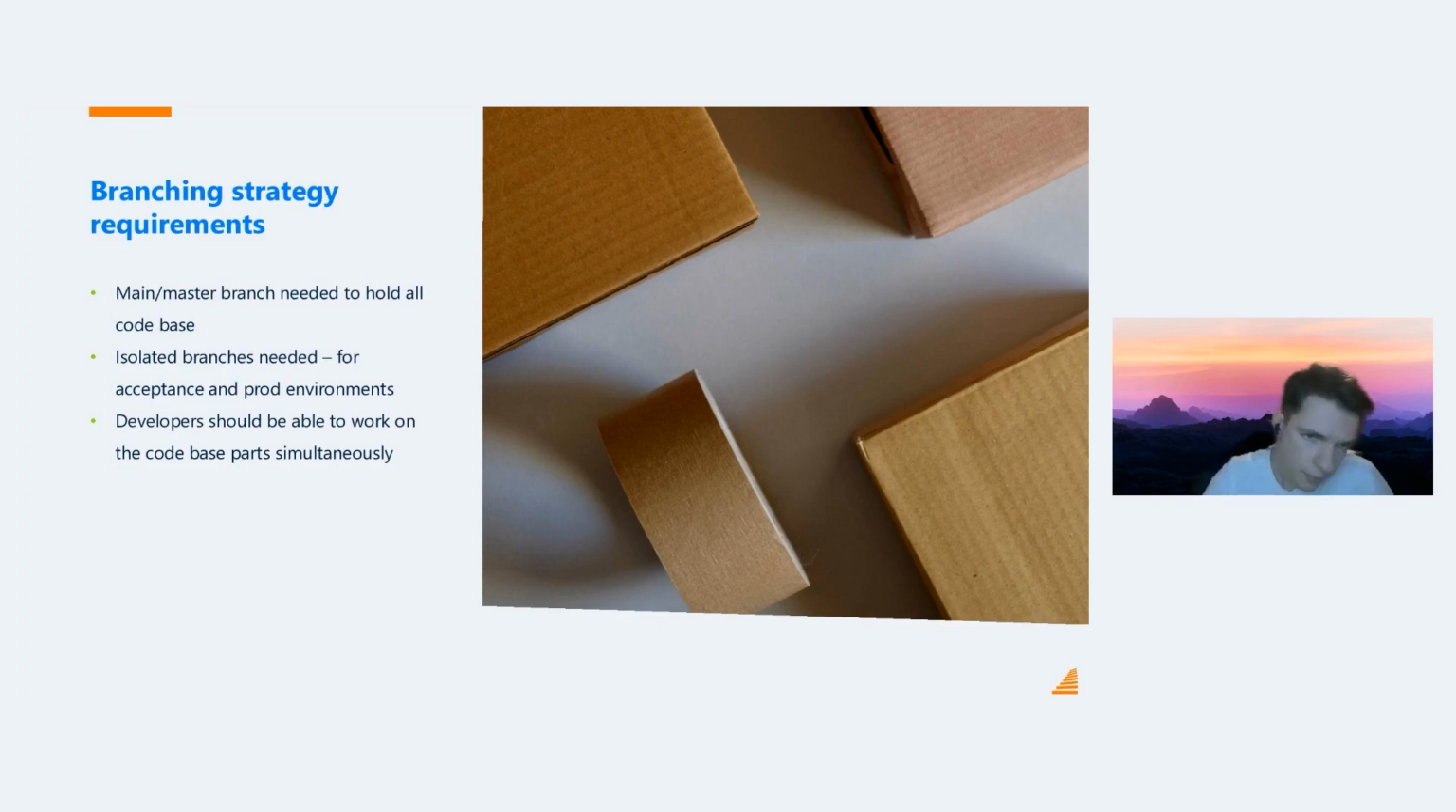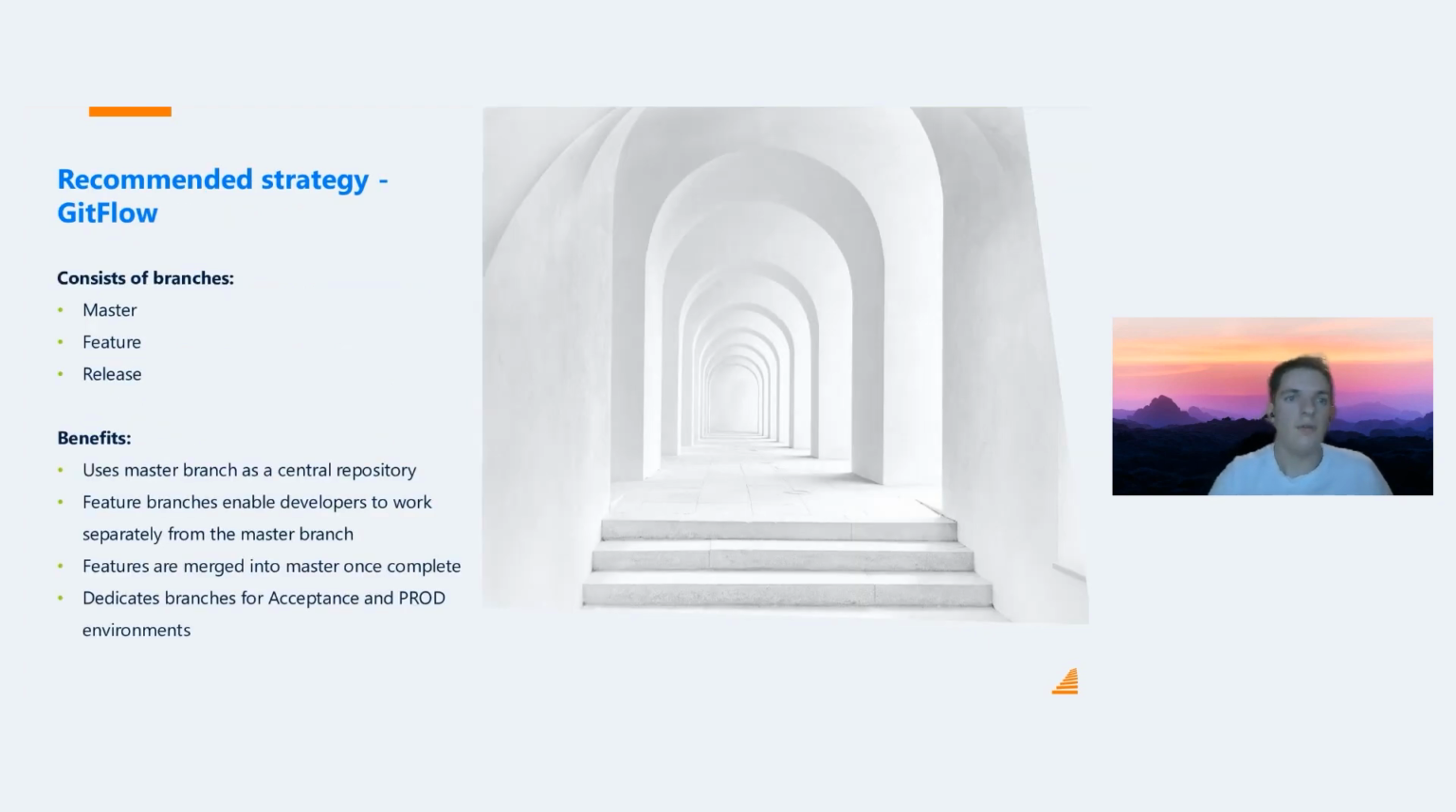And also, the other requirement is that developers should be able to work on the code base simultaneously with as little discomfort as possible. So that's the main requirement for the branching strategy. So how do you achieve that? Over the years, we have found that the Git flow strategy works the best for Dynamics 365 projects.